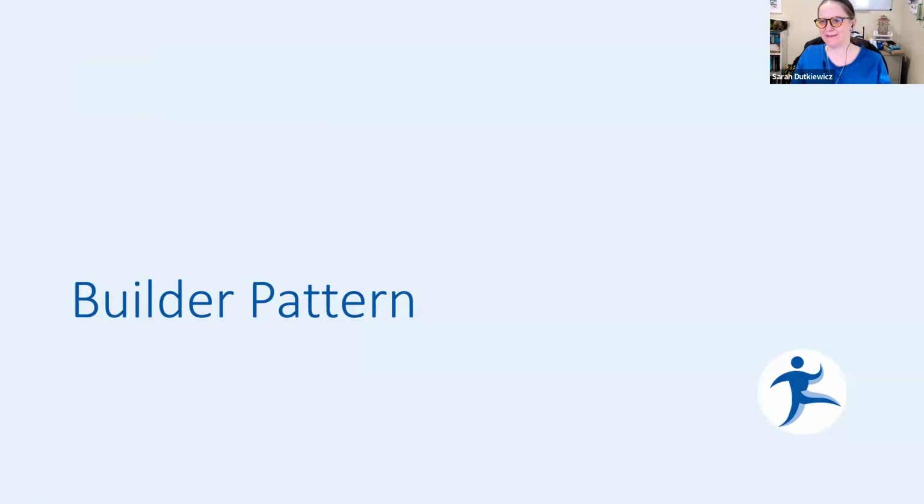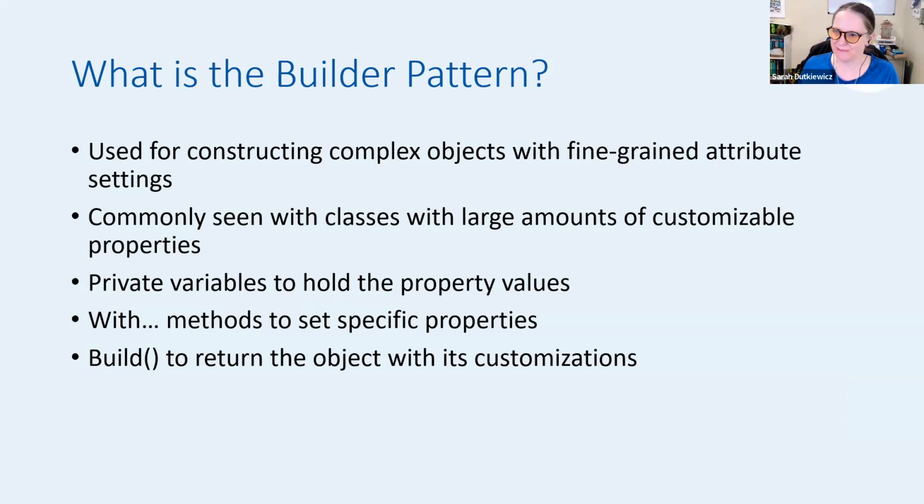All right, so now let's talk about the builder pattern. The builder pattern is probably one of my favorites to use in testing, but it's also one of the worst to build up, because if you have complex objects with a lot of properties, it just takes a while to build them. The way we build them is we have private variables for our property values, and then we have methods that we call, and then we have a build method to return the object with our customization.